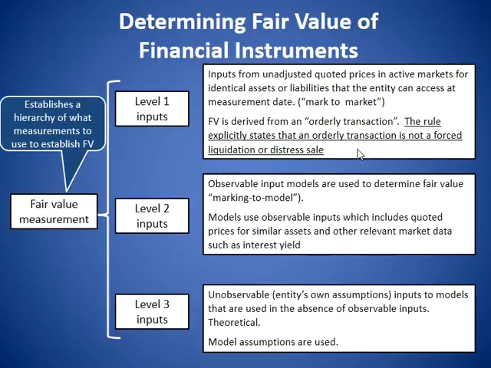So there can be situations where you look at an observable input in an active market and it may not represent a level 1 input. If we don't use a level 1 input, we have to use a level 2 input, which is an observable input. Models are used to determine the fair value of the item being measured. Many times you'll hear this referred to as marking the model. In this case, models use what we call observable inputs, which includes quoted prices for similar assets and other relevant market data such as interest yield.